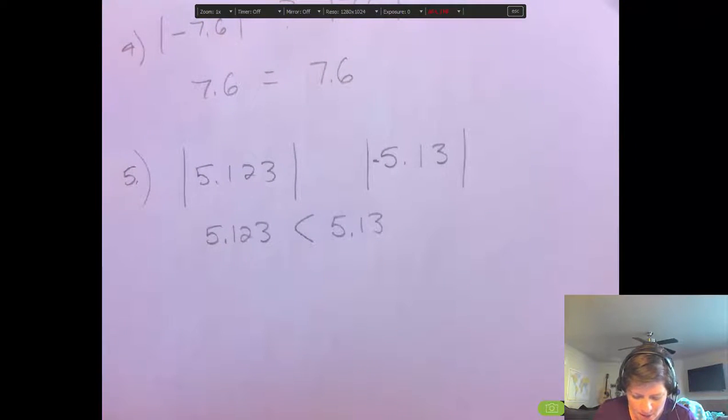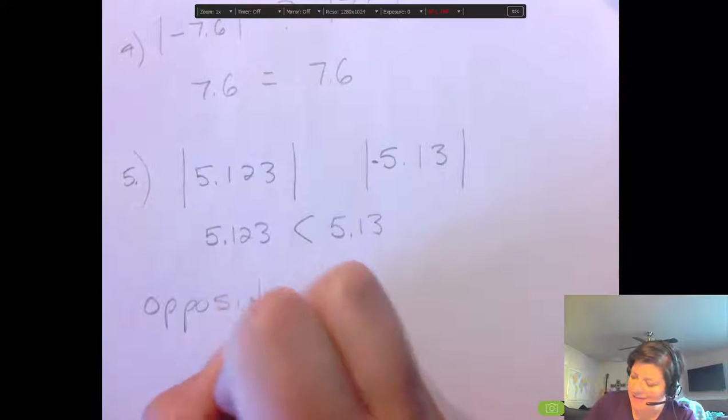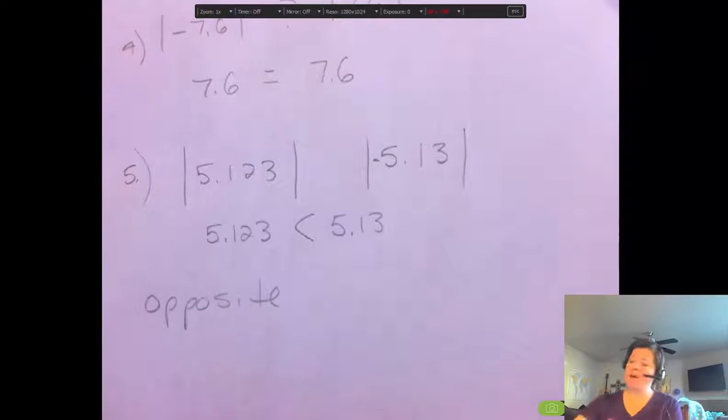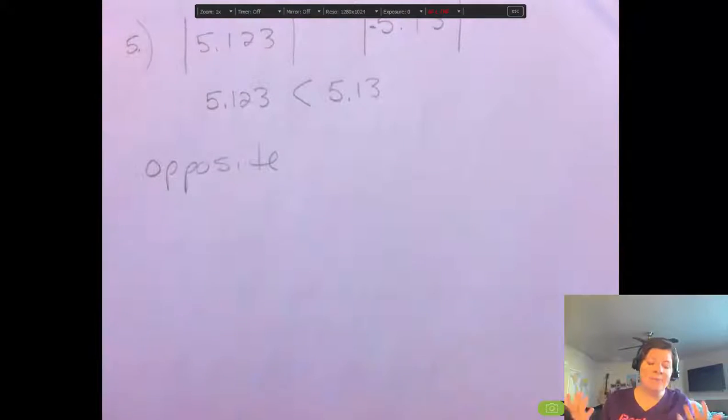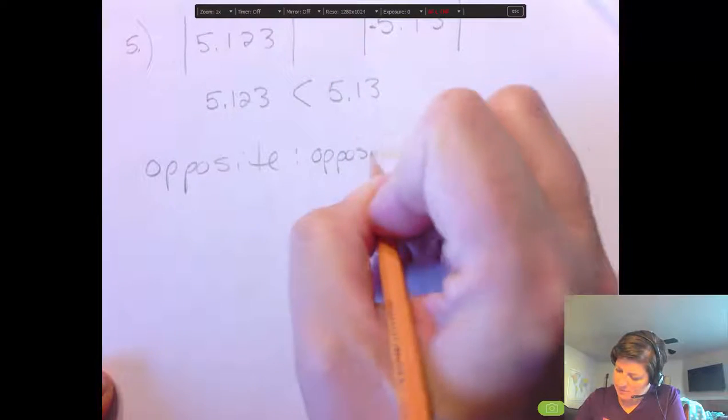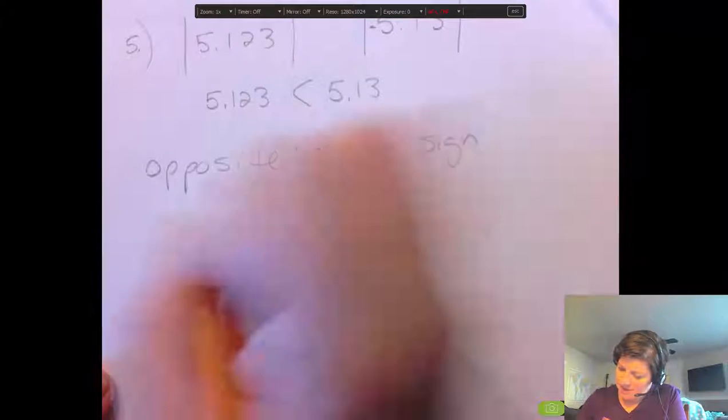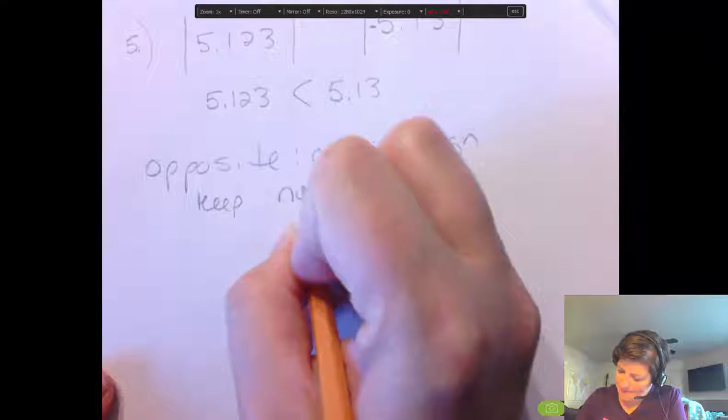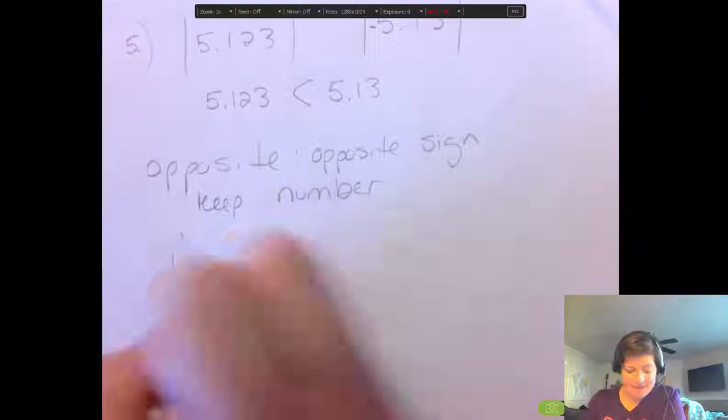Let's see. What about this word, opposite? I really hate that they put opposites in with absolute values, because that's most commonly the mistake with absolute values, but maybe that's why. They really want you to understand. Opposites are just the opposite sign of a number. It just changes the sign. Keep the number. Let's do a couple examples.